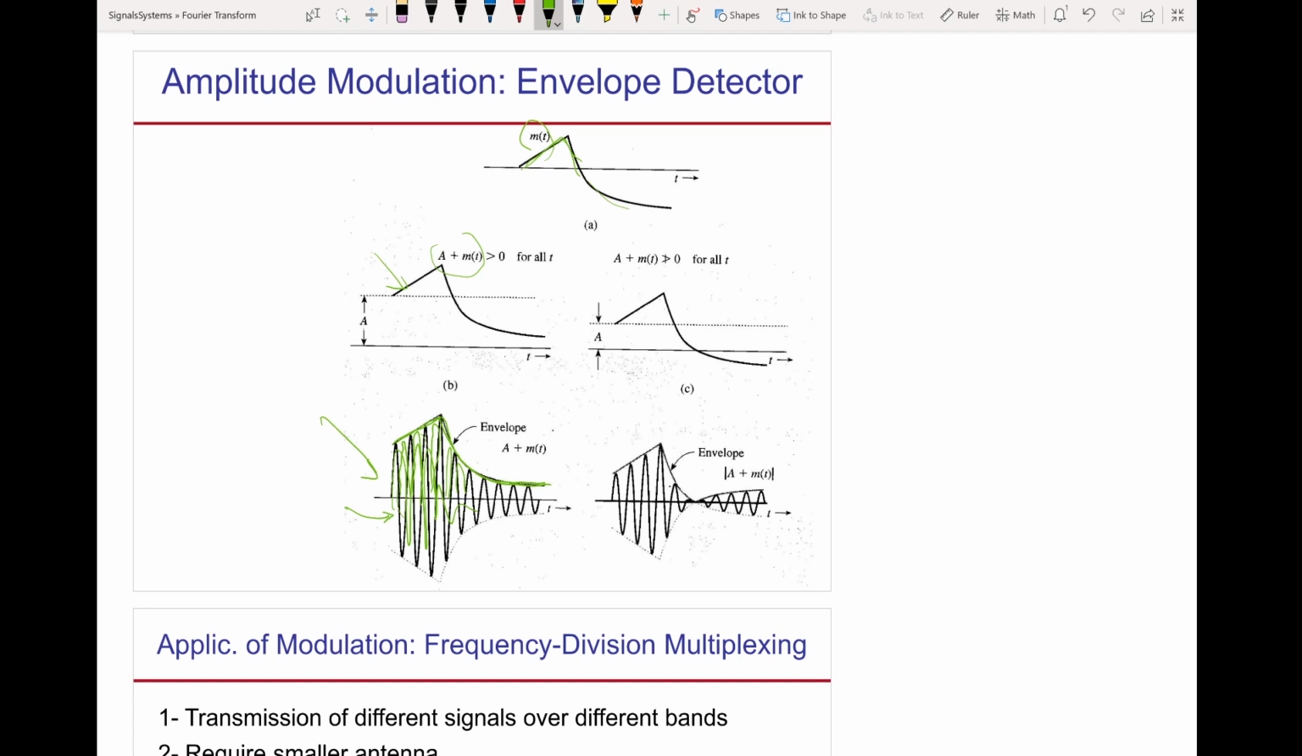But what's the price we are paying for this advantage? We are transmitting A times cosine omega ct. See, I'm modulating this whole thing. So that means I will be transmitting A cosine omega ct plus m of t cosine omega ct. So I'm transmitting this signal in addition to the message signal. So that is a power loss, and that's the price we are paying.